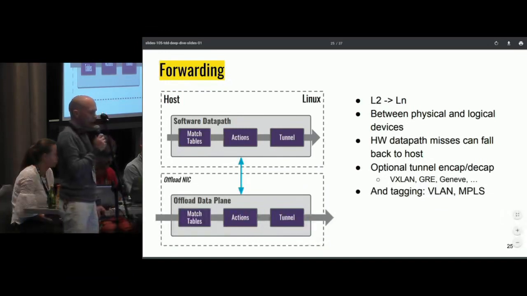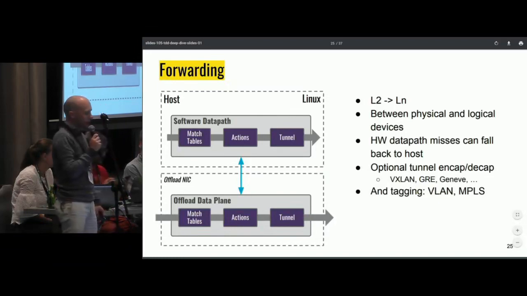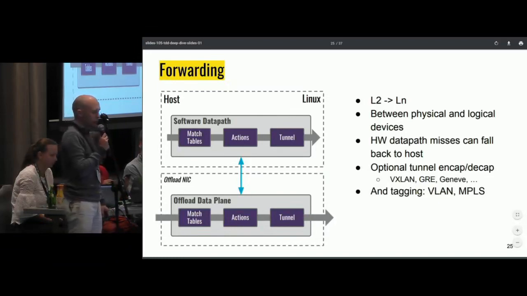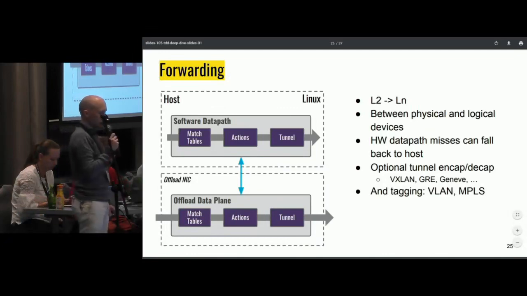And we can also do tunnel encapsulation and decapsulation, as well as tagging at this point. This is, of course, optional, depending on what the desires of the system are. And so in this system, we can see that essentially we have a packet processing pipeline. Packets can come into the machine, they can be processed, they can be encapsulated or decapsulated, and they can be pushed back out of the machine or towards the host.